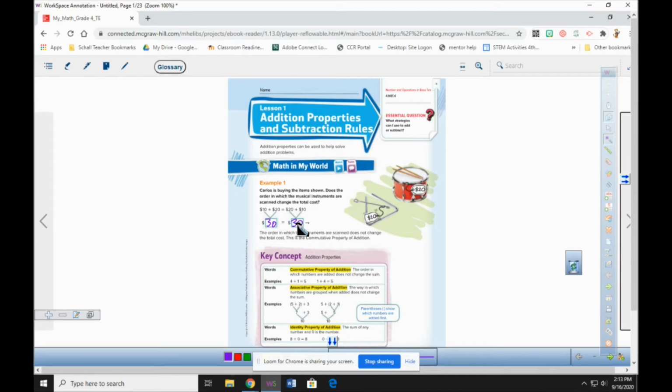The hint of whether something is associative property rather than commutative property is if there are parentheses or more than two numbers. Those are your quick clues.